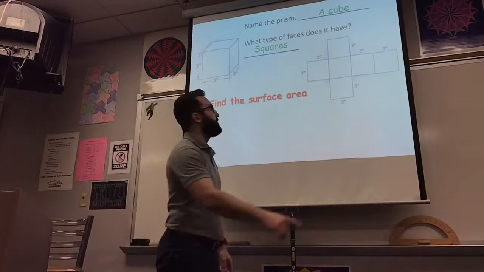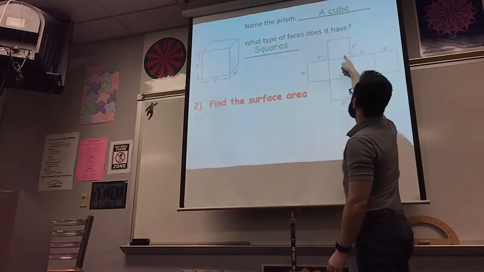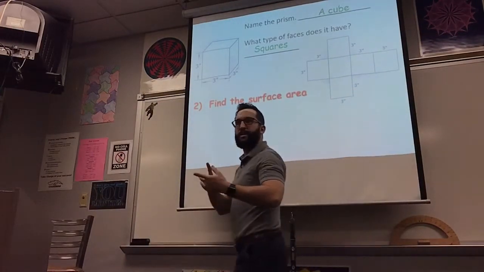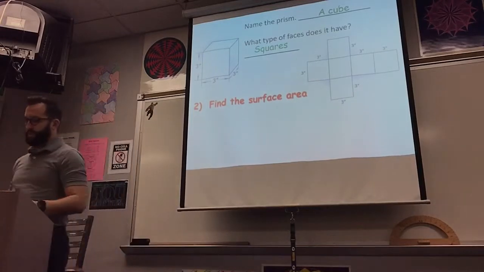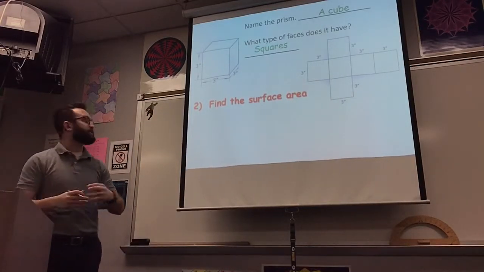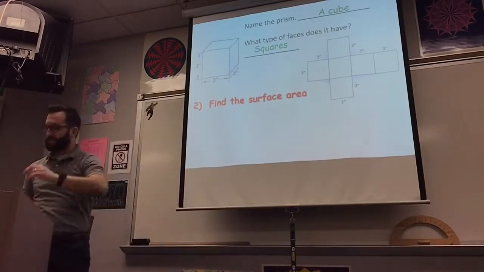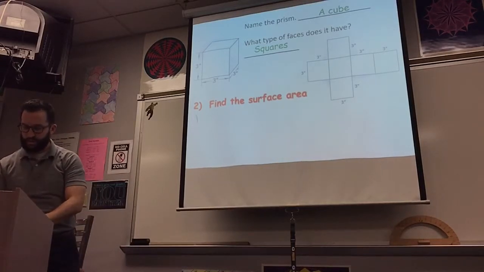But what do you notice about the dimensions of all of these shapes? They're all the same. They're all 3 by 3. Every single one is 3 by 3. So this is the surface area only for cubes. This is the fast way. It's only for cubes. Just so you know.